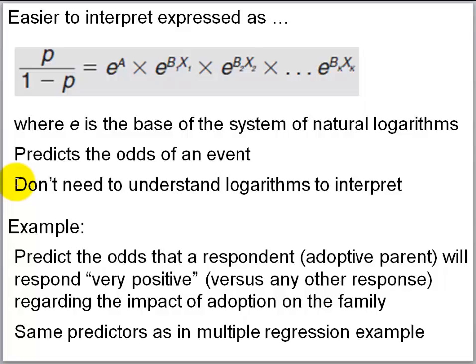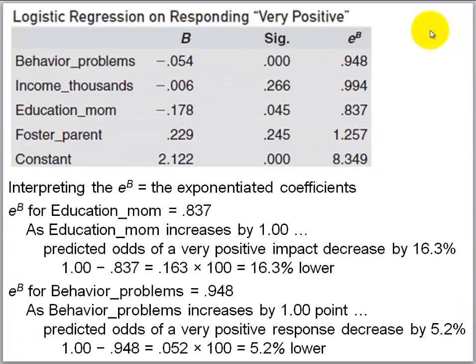So what we are going to do in our example is predict the odds that a responding adoptive parent will respond very positive versus any other response regarding the impact of adoption on the family. So we have a two-category, dichotomous dependent variable, very positive response versus any other response. And we will simply use the same predictors as were used in the multiple regression example in the prior video.